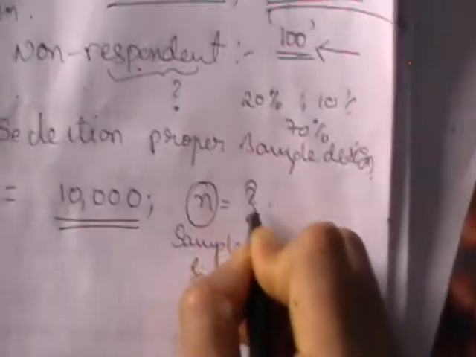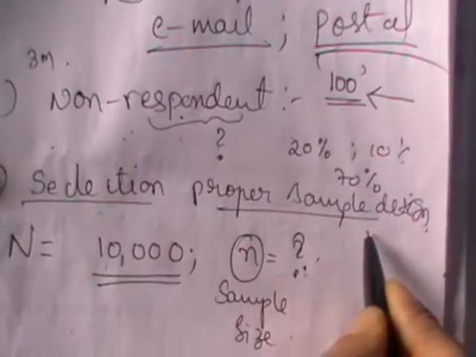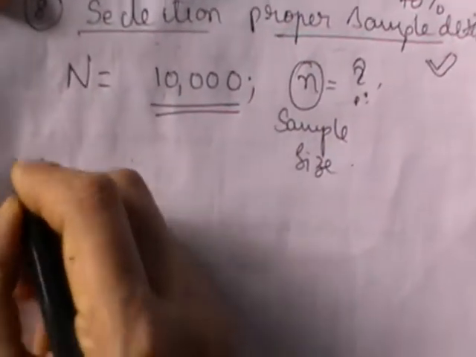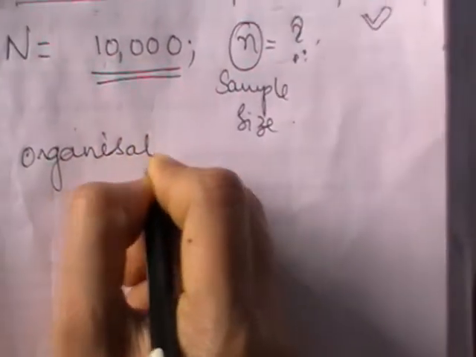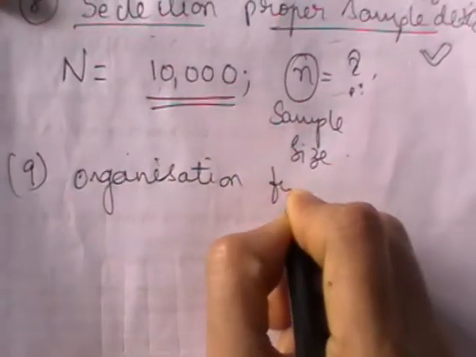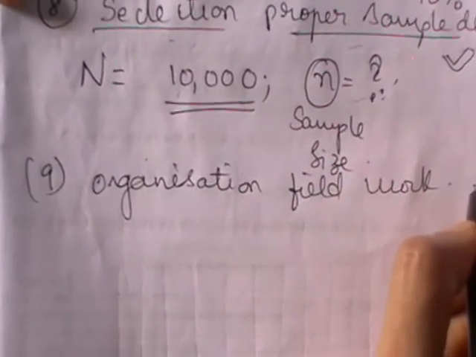That is a big question here. That is defined under the proper selection of proper sample design, which we will discuss in the second unit. The next one is organization of the field work. This is a very important part of the sample survey. Organization of the field work is nothing but collecting data.